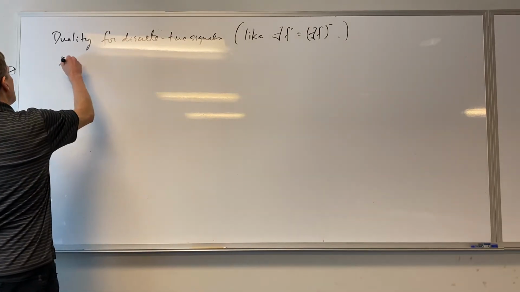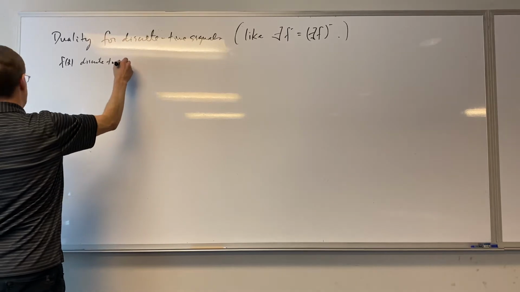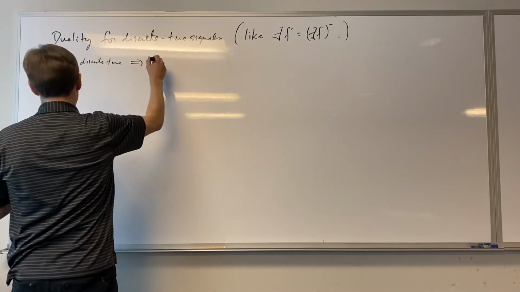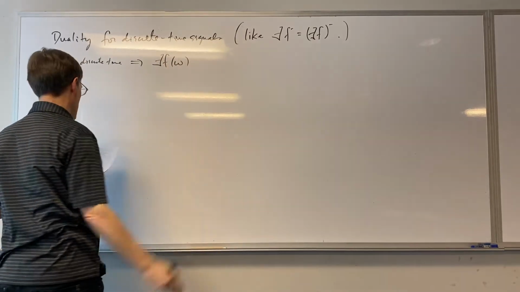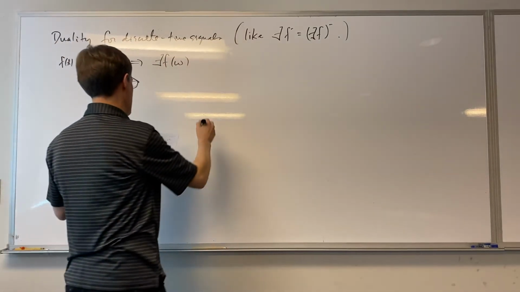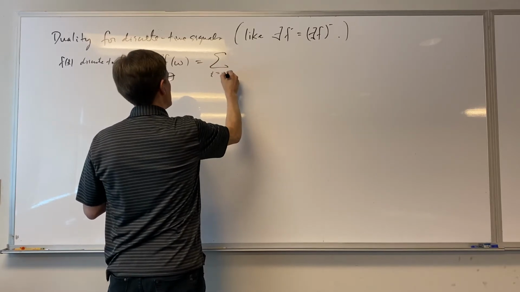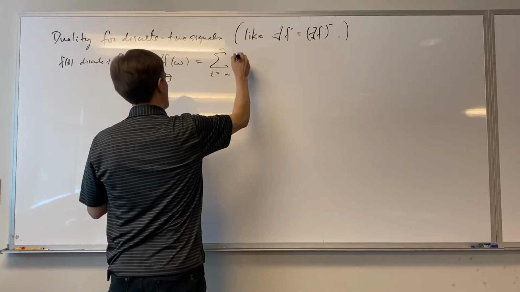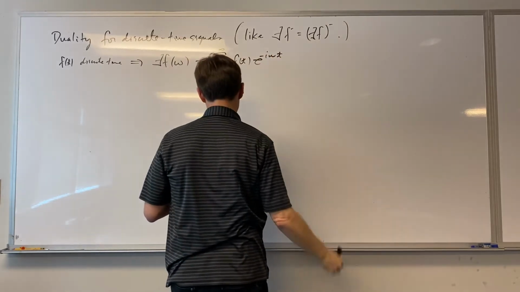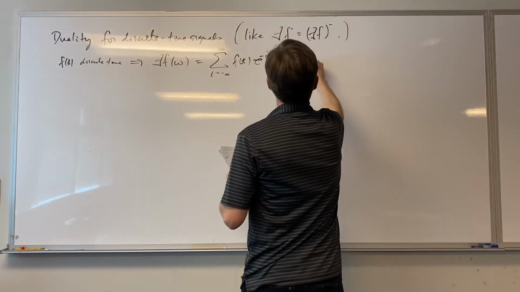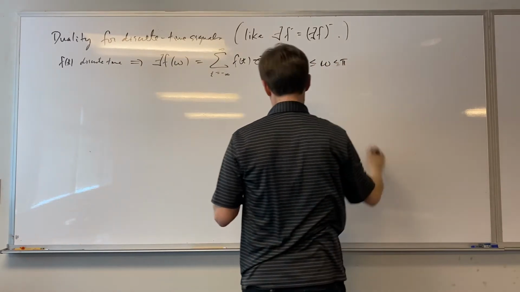So if f of t is discrete time, then of course we define the Fourier transform of f as a function of omega, and that's just the infinite sum, t equals minus infinity to infinity, of f of t e to the minus i omega t. And omega is going between minus pi and pi.